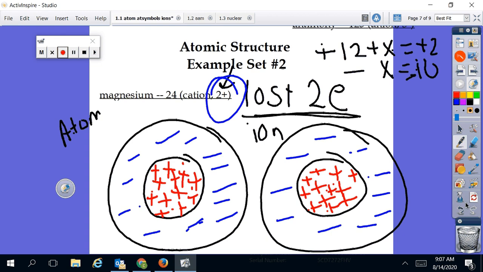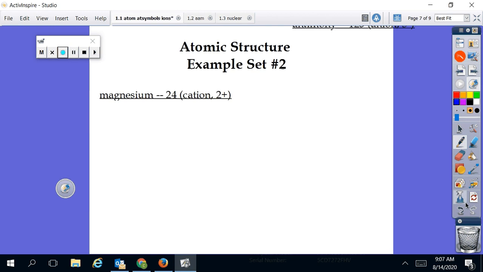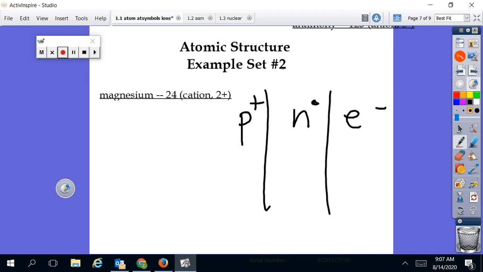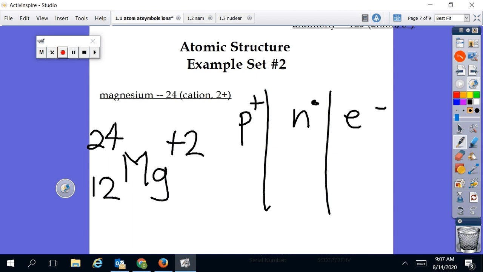So if we had to do this problem, let's first write the atomic symbol and then count the protons, neutrons, and electrons. So that's magnesium, the symbol. Mass number is on top, atomic number is on the bottom. Notice the numbers are unchanged from the neutral atom. But the way we write the symbol now is you have to put the charge over here. That's the only difference in writing an ion symbol.